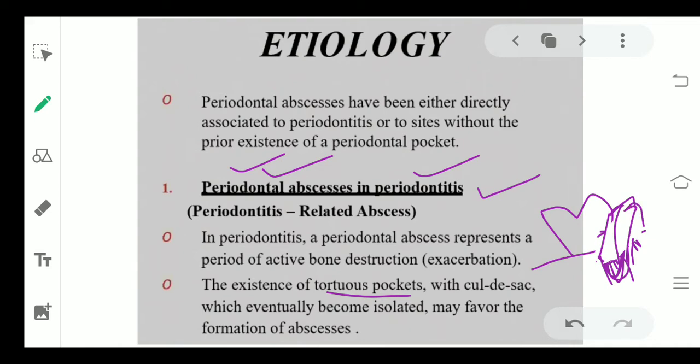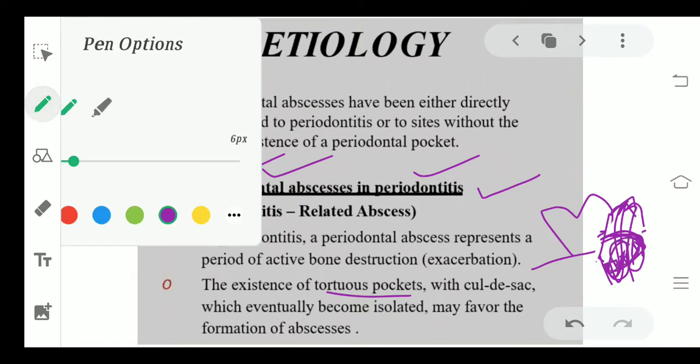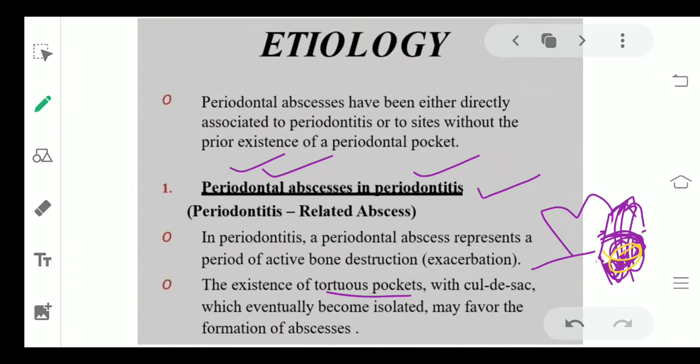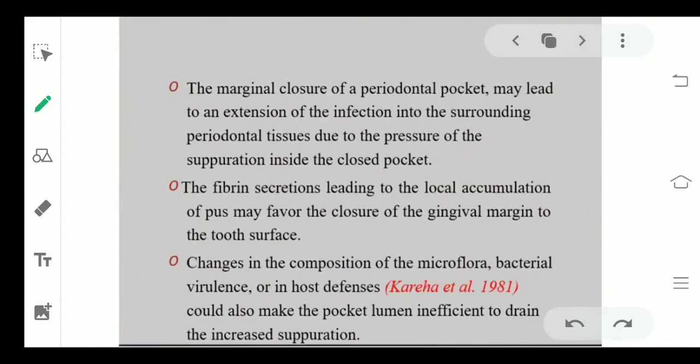But because of certain situations, if this pocket gets isolated from the surrounding environment, which means it becomes enclosed, in that case the pus will not be able to drain out and it will start to accumulate inside this cavity or pocket only, okay? It will not be able to ooze out, and this will lead to formation of periodontal abscess. It is the same thing which is told in this point also, that even the marginal closure of the periodontal pocket will not allow the pus to move out, and a pressure inside will start to form.